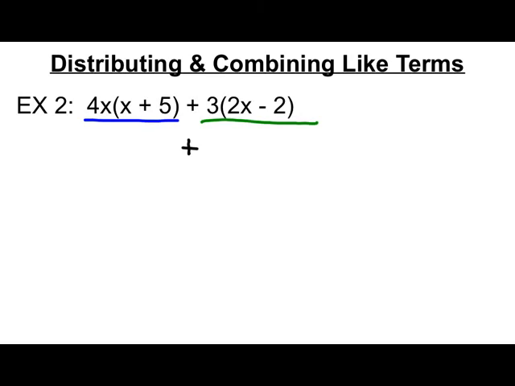So what we're going to do is go ahead and distribute. So 4x times x is 4x squared. 4x times a positive 5 is a positive 20x. Notice I put an addition sign to represent that it's positive. Now whenever you do this, you want to distribute the sign. So we have a positive 3 times 2x, which is 6x. And we have a positive 3 times a negative 2, which is negative 6.